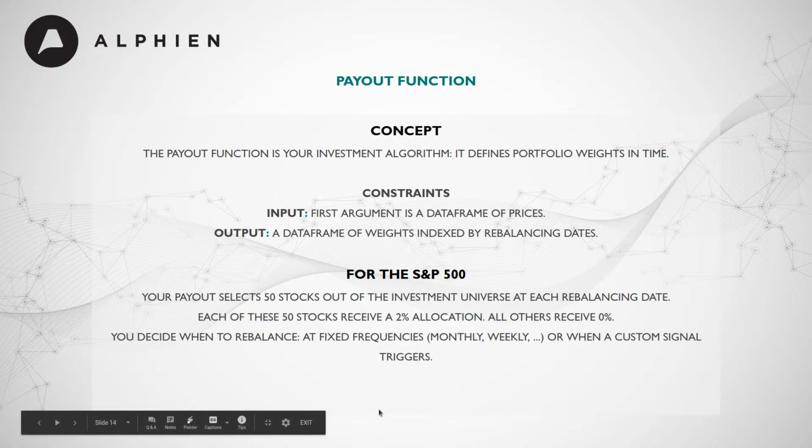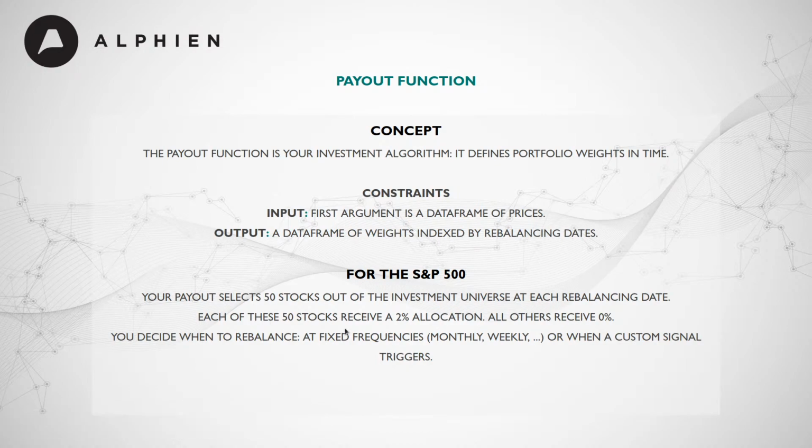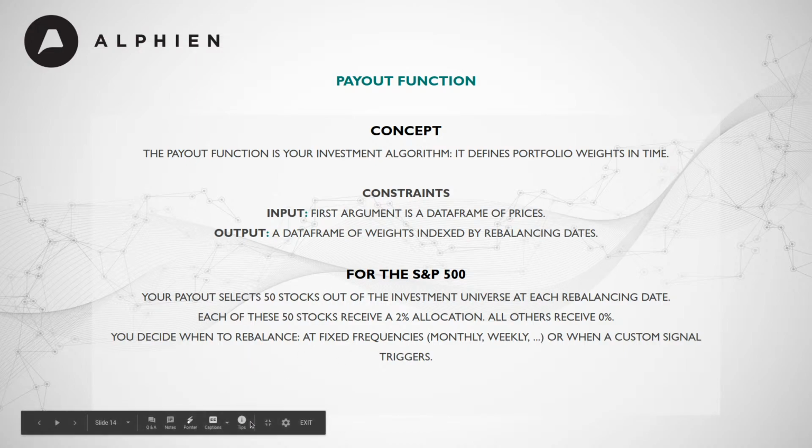So this is the output of your payout, a data frame of weights indexed by the rebalancing dates. So a data frame of weights, 2% for the 50 stocks you've selected, 0 on the other ones, indexed by the rebalancing date. So either monthly, weekly, or whatever that is.